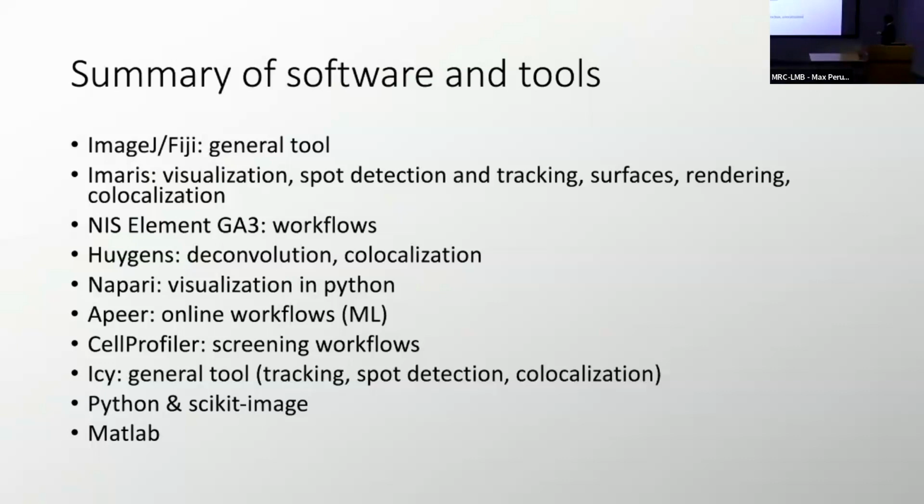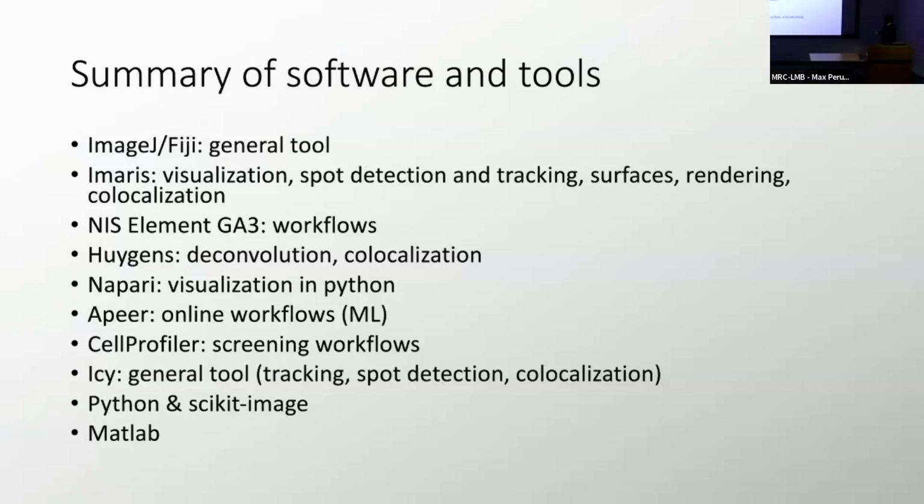Huygens, so this is another commercial software which we can use for deconvolution and colocalization. It's basically still state of the art. Napari, so this is a tool for visualization which is written in Python, but you just install it and open the image without having to do anything in Python. And using plugins, you could achieve something similar to Imaris.